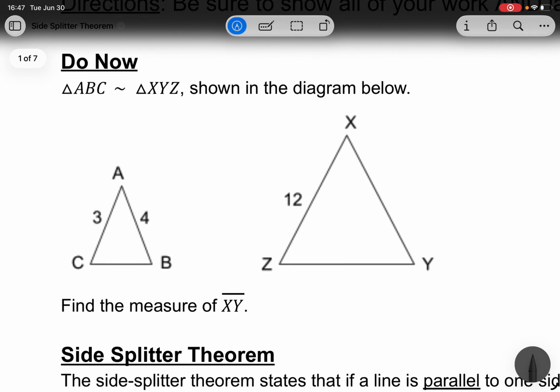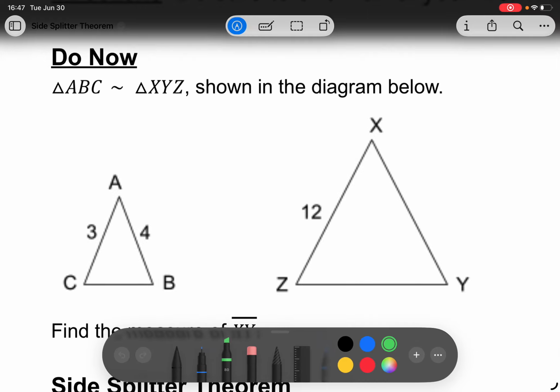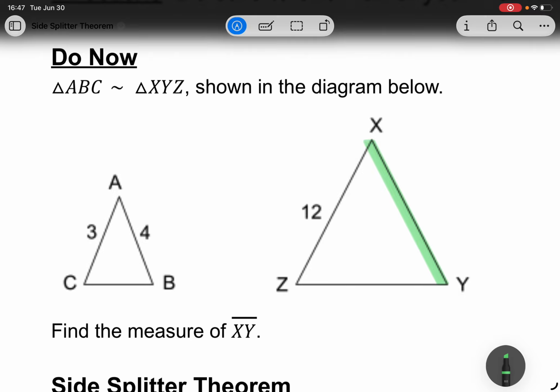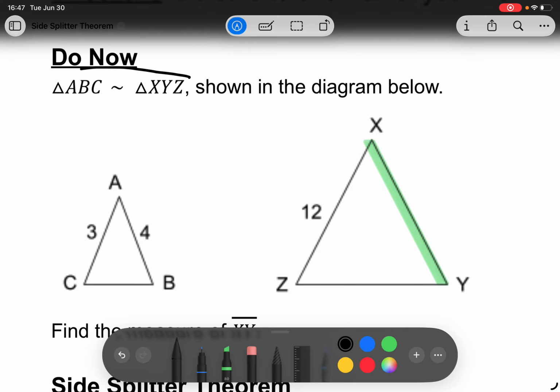So we look at this do now. Basically our warm up, we need to find the measure of side XY. So we're finding this green side over here. If we notice, we have two triangles that are similar to each other, and the best way for us to figure out which sides correspond is by looking at our similarity statement here. The order matters in the way that the letters are given. So A is first, B is second, C is third. X is first, Y is second, and Z is third. So here, this tells us what the order has to be and which parts have to correspond.